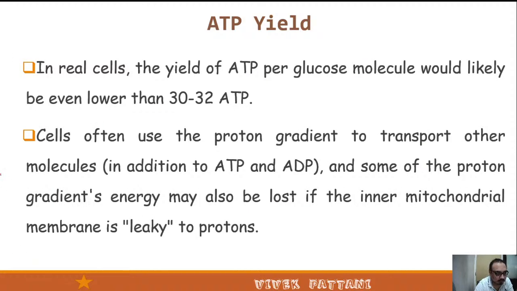In real cells, the yield of ATP per glucose molecule would actually be lower than the 30 to 32 ATPs. Cells often use proton gradients to transport other molecules in addition to ATP and ADP, and some of the proton gradient's energy may also be lost if the inner mitochondrial membrane is leaky to protons. There are some chances of a leak, or there may be damage due to some problem.